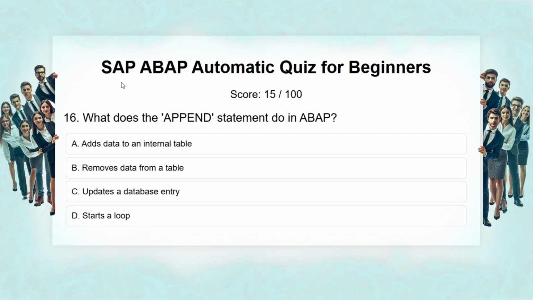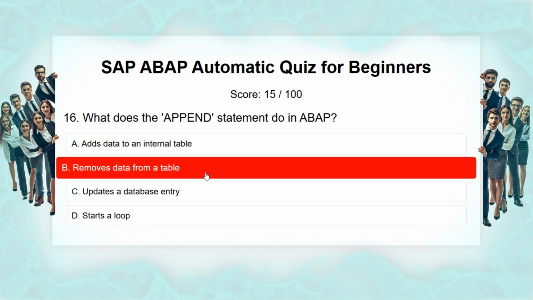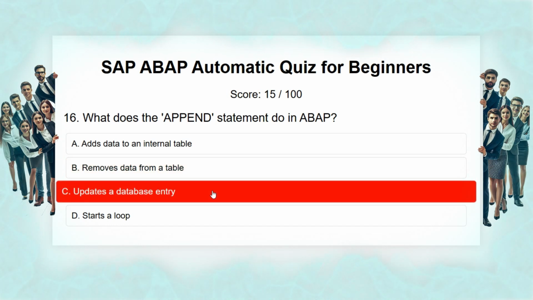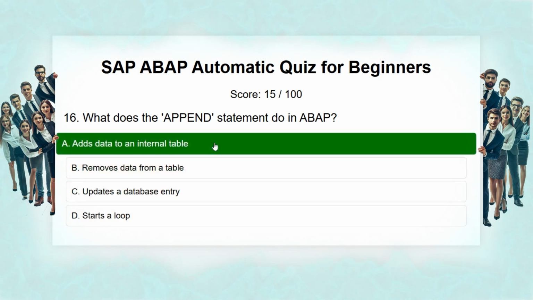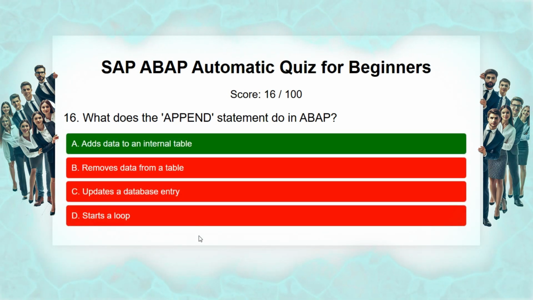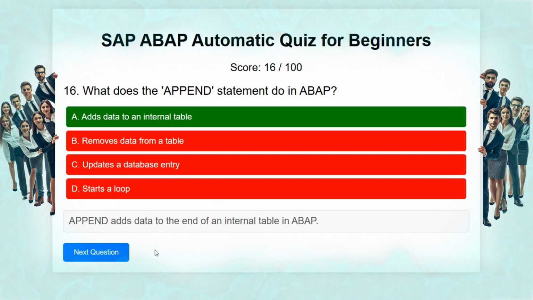16. What does the append statement do in ABAP? A. Adds data to an internal table. B. Removes data from a table. C. Updates a database entry. D. Starts a loop. Correct answer. Append adds data to the end of an internal table in ABAP.